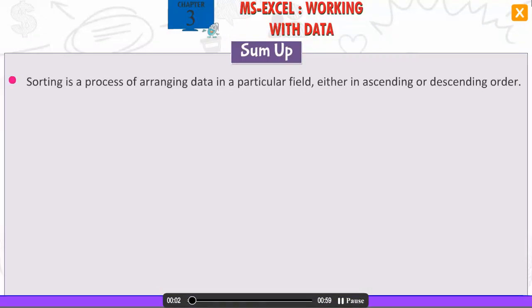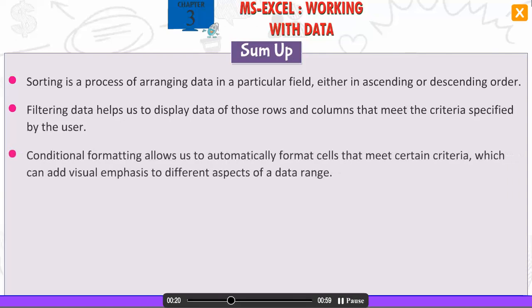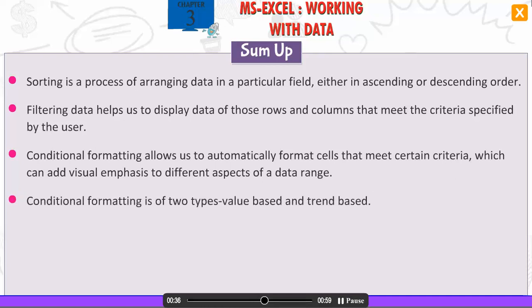Sum up. Sorting is a process of arranging data in a particular field either in ascending or descending order. Filtering data helps us to display data of those rows and columns that meet the criteria specified by the user. Conditional formatting allows us to automatically format cells that meet certain criteria, which can add visual emphasis to different aspects of a data range. Conditional formatting is of two types, value-based and trend-based.